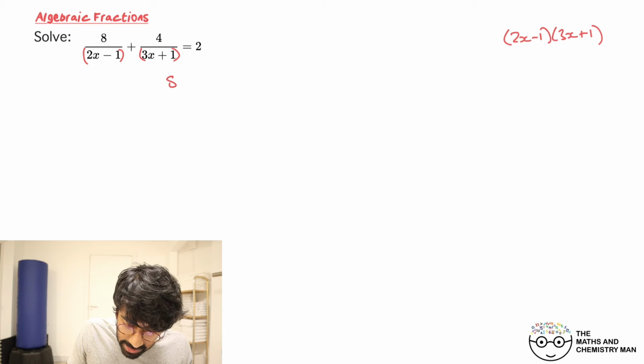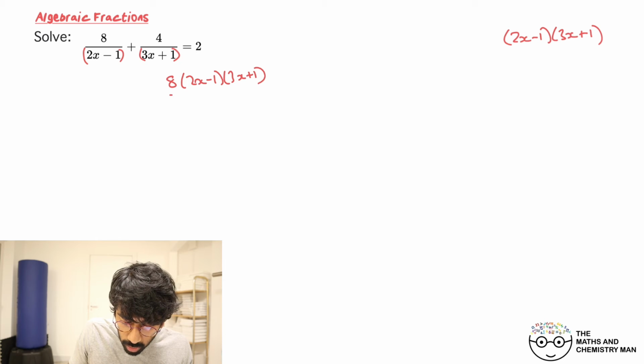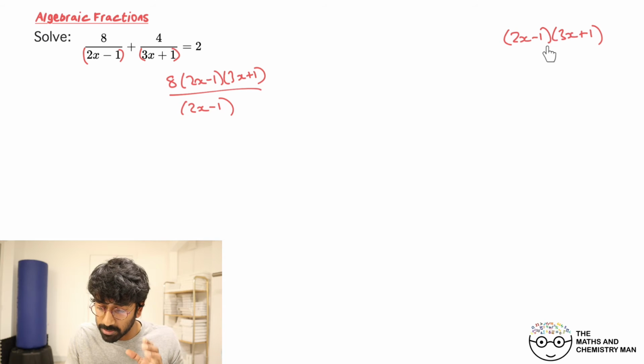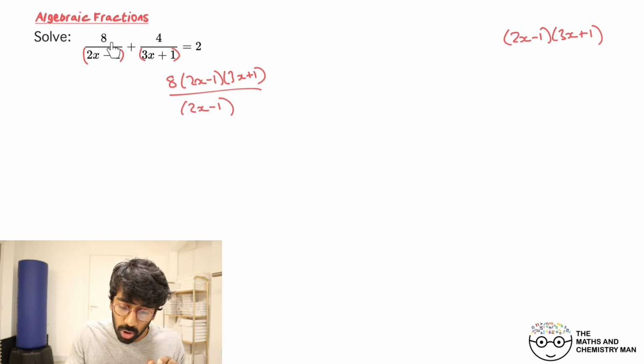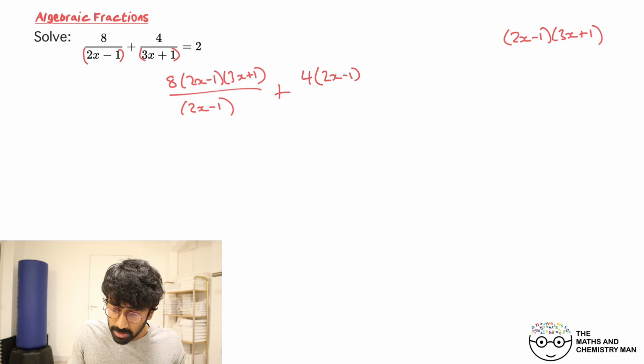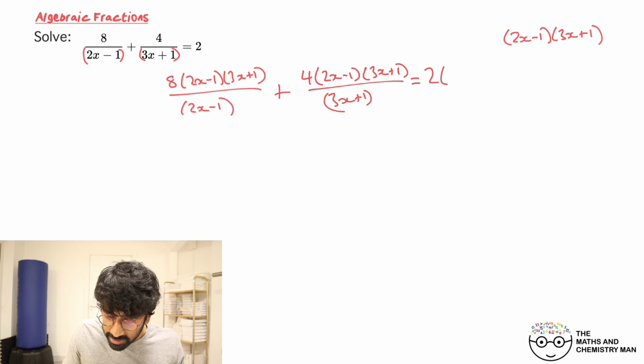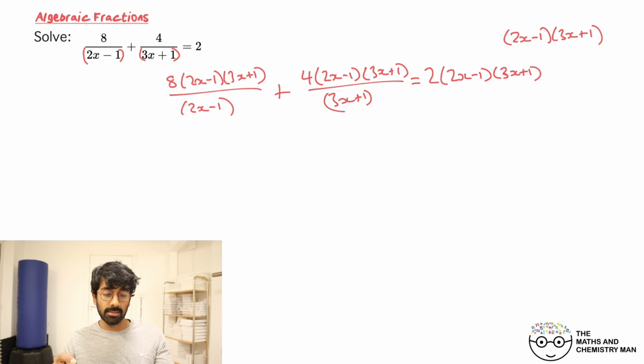We'll have 8 and then 2x minus 1, 3x plus 1 over 2x minus 1, okay? So I've taken that first fraction and I've multiplied it by this. When you multiply it by those two brackets, it's going to sit at the top of the fraction, like that. Then put the plus sign in. And then we'll have 4, and then again the same two things. So 2x minus 1 and 3x plus 1, like that. All over 3x plus 1. And then on the other side we had 2. So let's put 2, and then again these two brackets like that over there. Okay, perfect. Now what can you see?